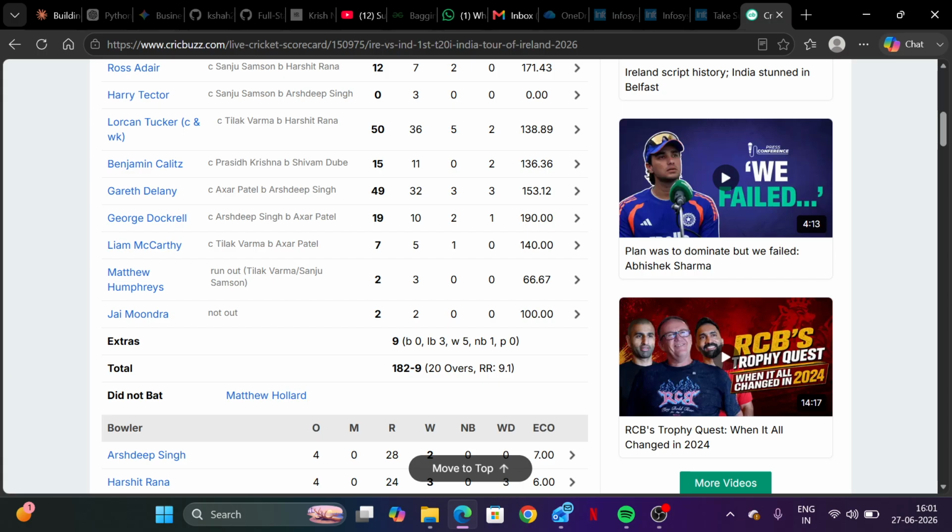Let's talk about the second debutant, which is Jai Moondra. He is an Indian born playing for Ireland, also on debut. He dismissed Sanju Samson with the very first ball he ever bowled in T20. So, in the current era of T20, experience does matter. But if the new freshers coming into the team come with proper planning and confidence, then wonders can happen in the result.